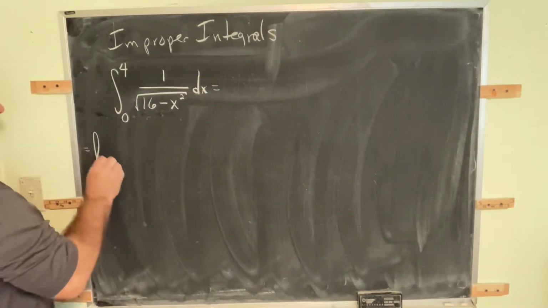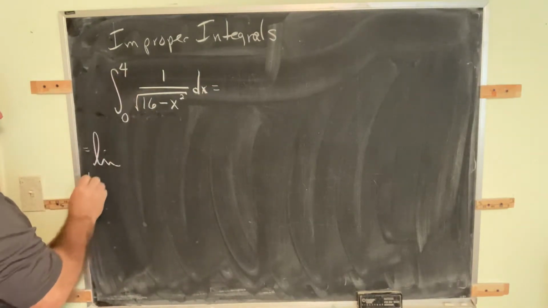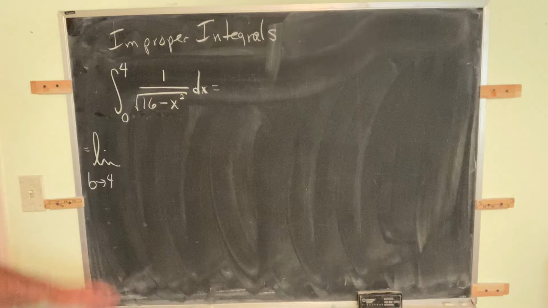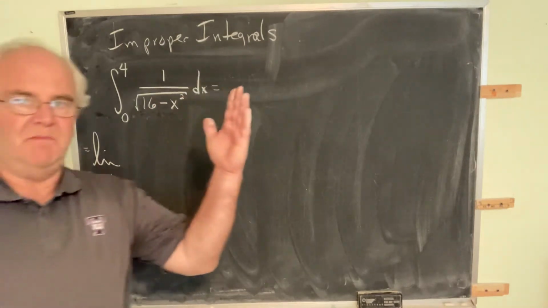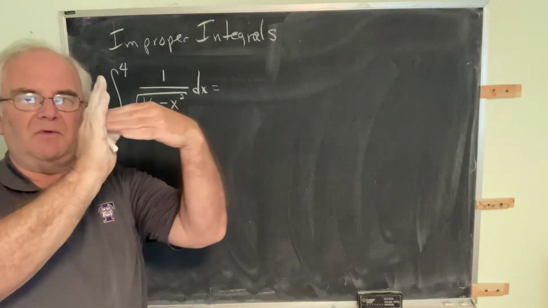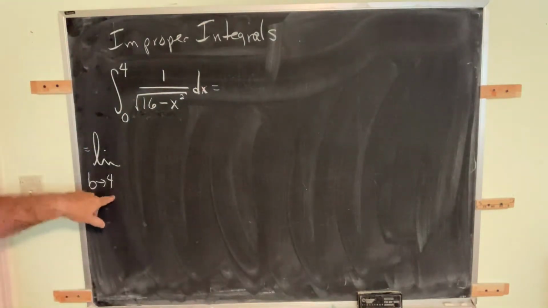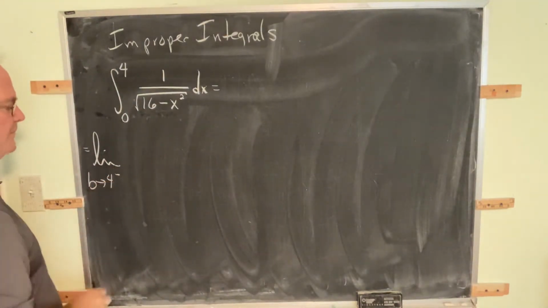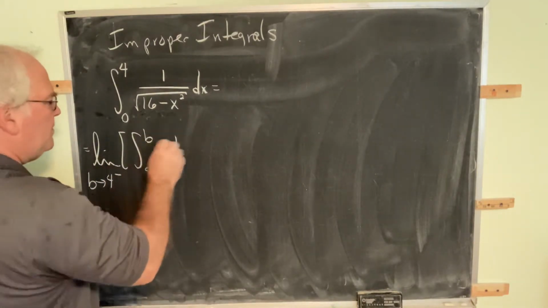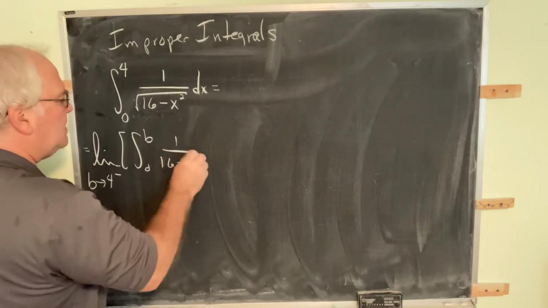We can rewrite this as the limit as the upper limit of integration, b, goes to 4. Which direction is it approaching? The upper limit of integration, you only approach from the left. The lower limit of integration, you only approach from the right. So the upper limit, we approach from the left. And then we can rewrite this as the integral from 0 to b of 1 over 16 minus x squared.